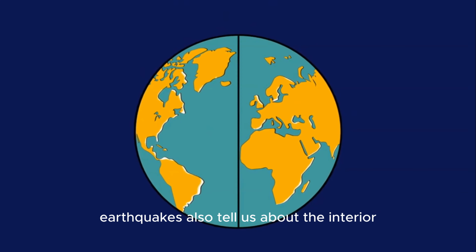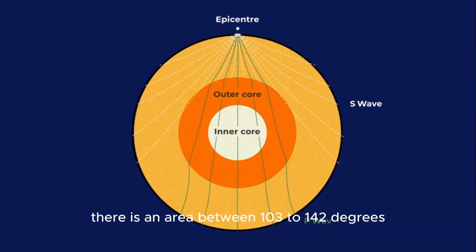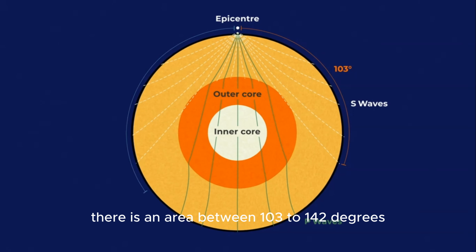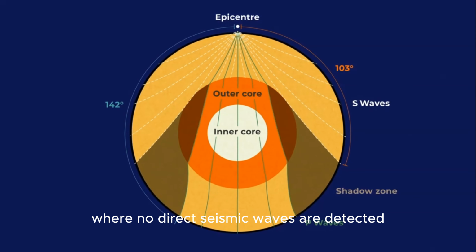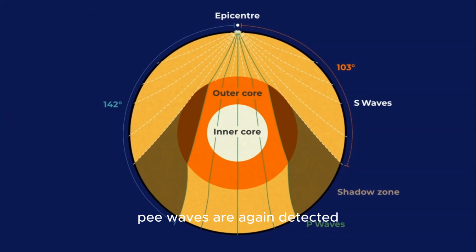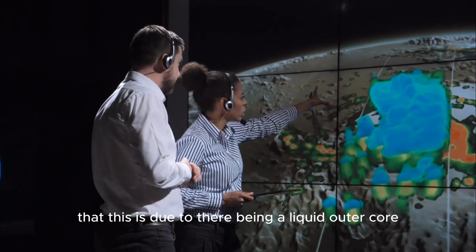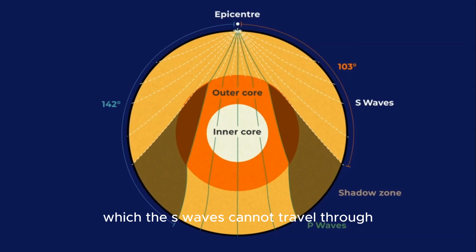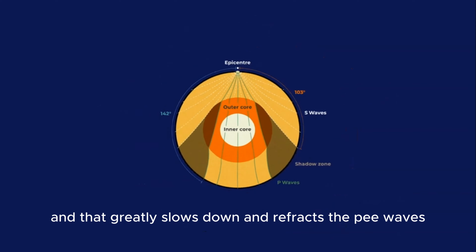Earthquakes also tell us about the interior structure of the Earth. When there is an earthquake, there is an area between 103 to 142 degrees from the epicentre where no direct seismic waves are detected. However, beyond 142 degrees, P waves are again detected. Scientists have hypothesized that this is due to there being a liquid outer core, which the S waves cannot travel through, and that greatly slows down and refracts the P waves.